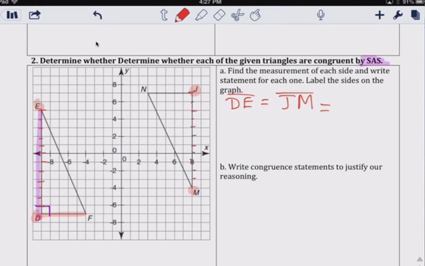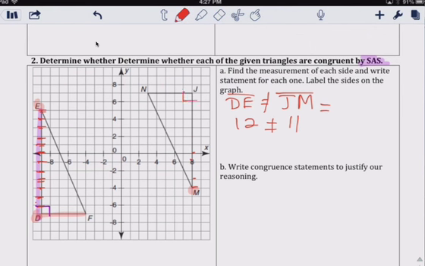They're not equal. Count again just to make sure. Did they trick me? 1, 2, 3, 4, 5, 6, 7, 8, 9, 10, 11. 1, 2, 3, 4, 5, 6, 7, 8, 9, 10, 11, 12. Oh no, they're not equal. DE is 12, does not equal 11. Oh, we cannot do side angle side because these sides are not equal.